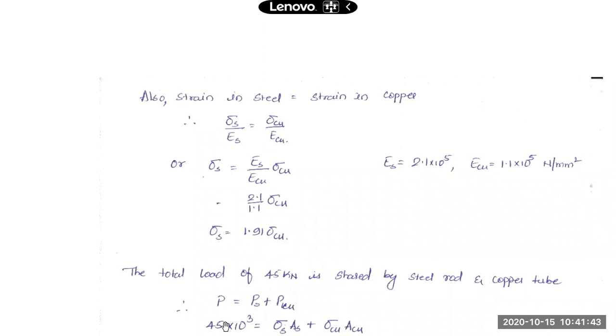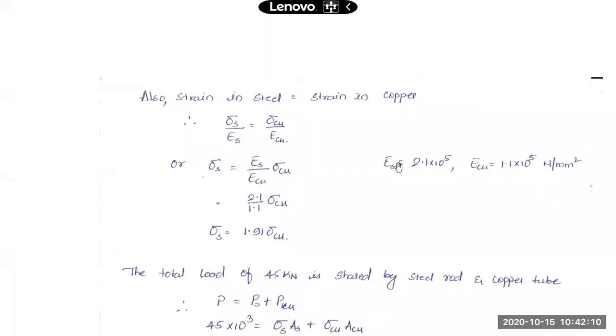The total force applied is 45 kilonewton, and that is shared by both the members, the copper tube and the steel bar. So the force in the copper tube plus the force in the steel bar should equal 45 kilonewtons, or 45 into 10 raised to 3 should be equal to sigma S into AS plus sigma Cu into ACU.